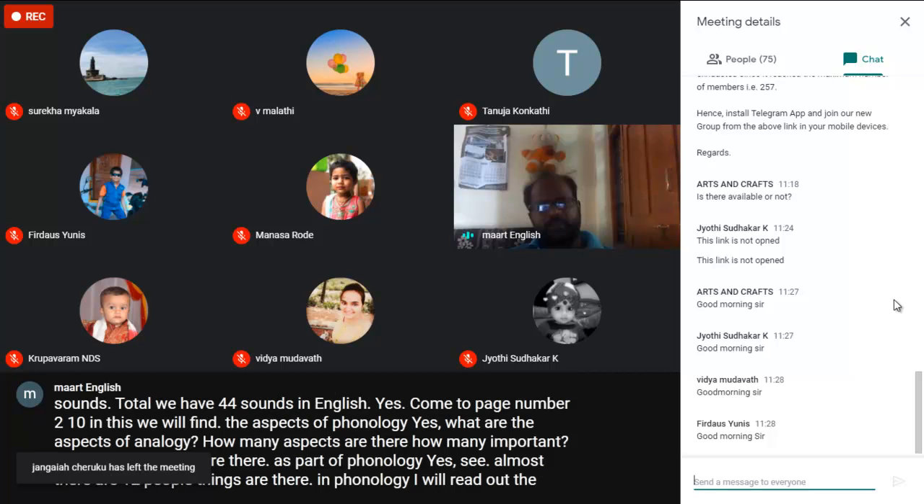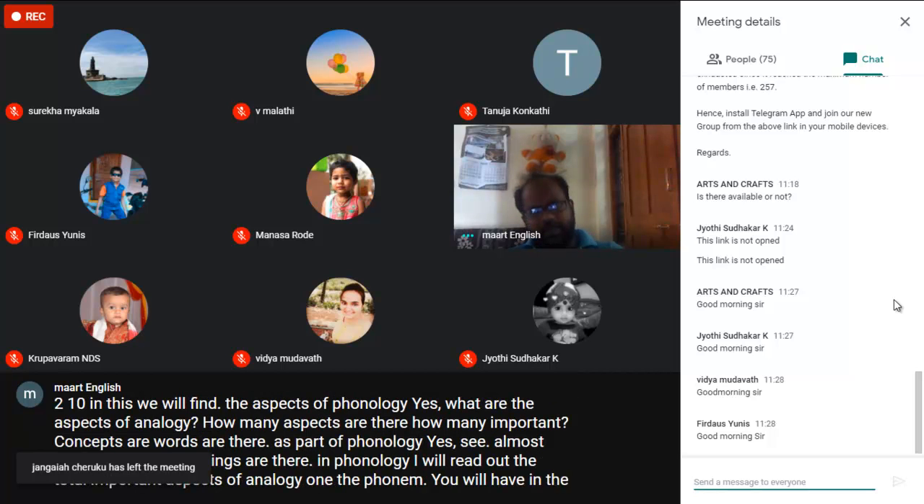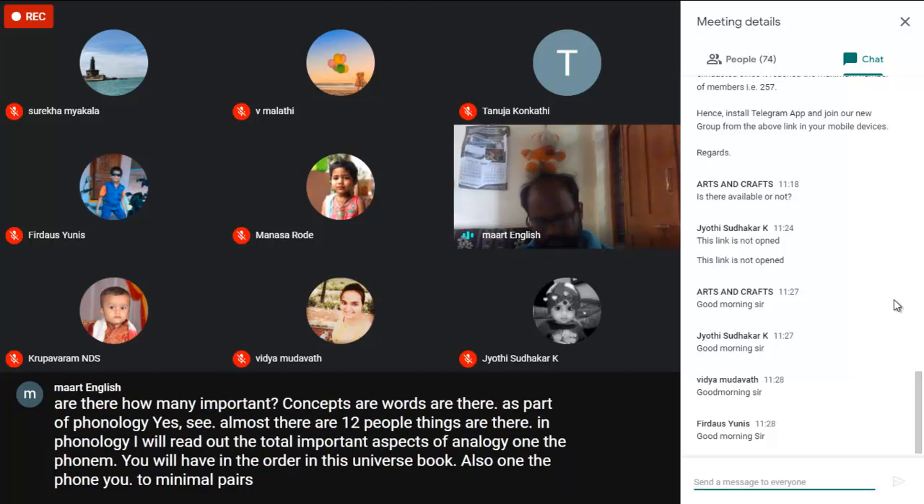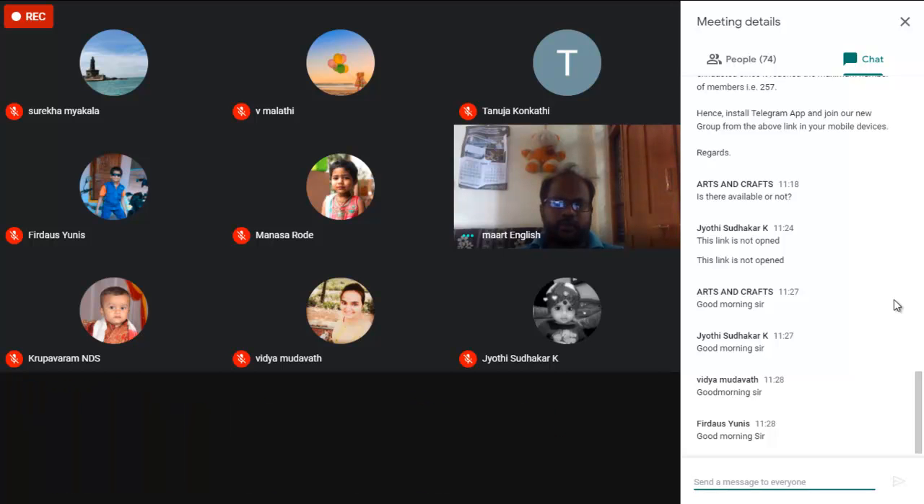1, the phoneme. You will have them in this order in your course book also. 1, the phoneme. 2, minimal pairs. 3, allophones. 4, the syllable.